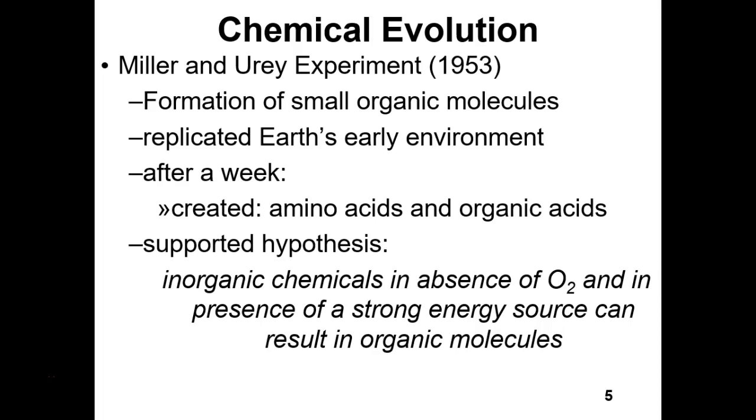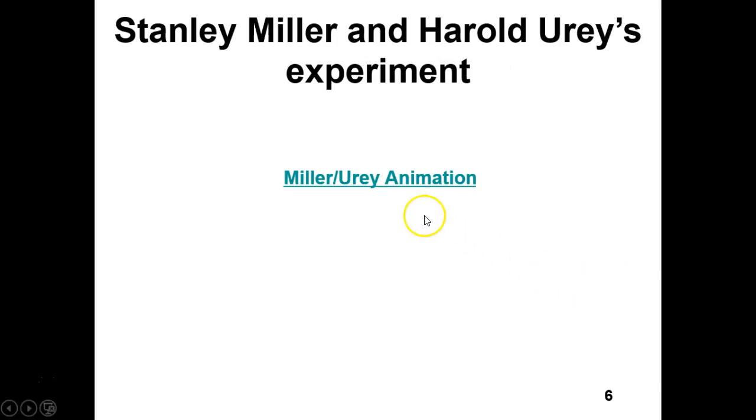So there's an experiment that was done in the 50s by Miller and Urey. And what they did was they hypothesized that small organic molecules could be produced if there was the right inorganic materials and if there was some strong energy source that occurred, like maybe a lightning strike would be an example of a strong energy source. So they actually did this experiment, and so here is the animation for the experiment.